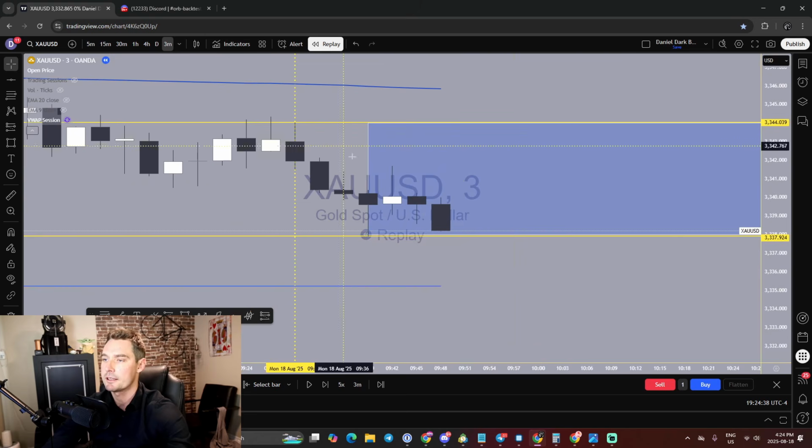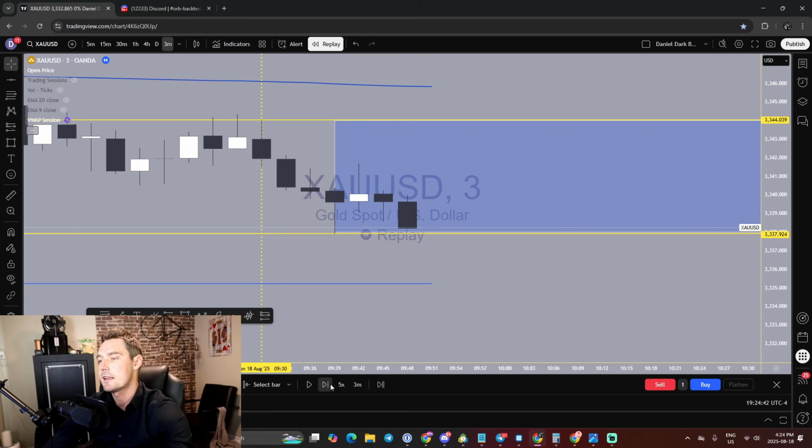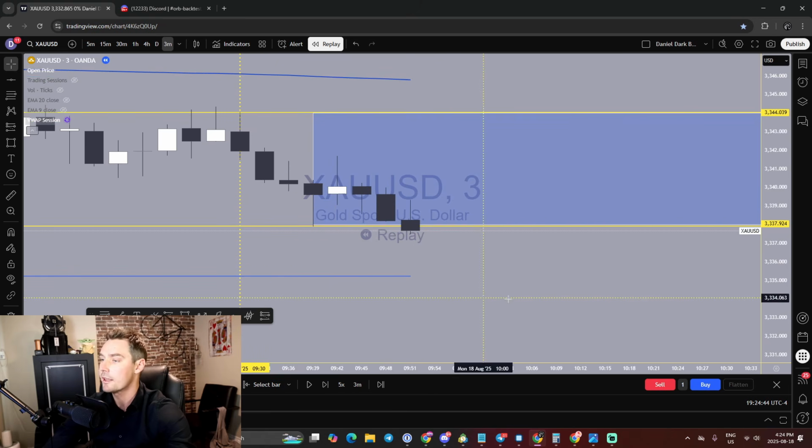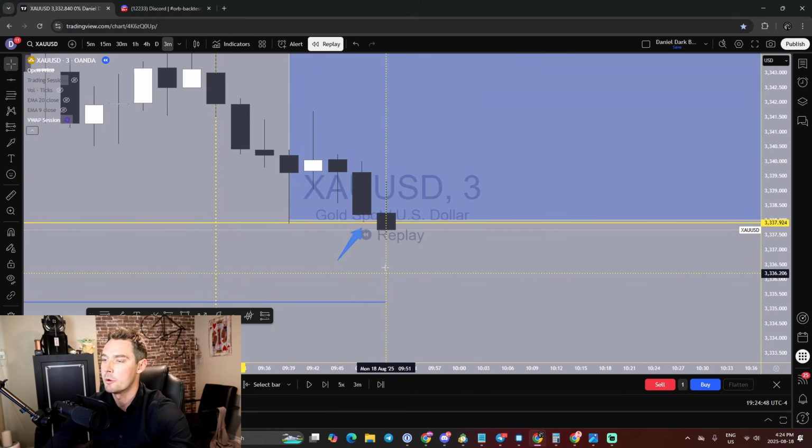Okay, so we're down at the 3-minute candle. We can see the open range. We haven't broken it yet. We can go again. Okay, there we go. So the event has triggered. We have closed below the open range.